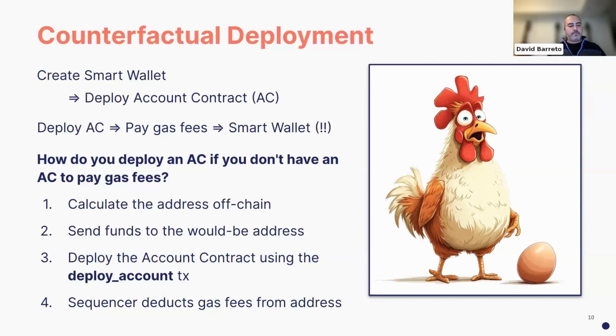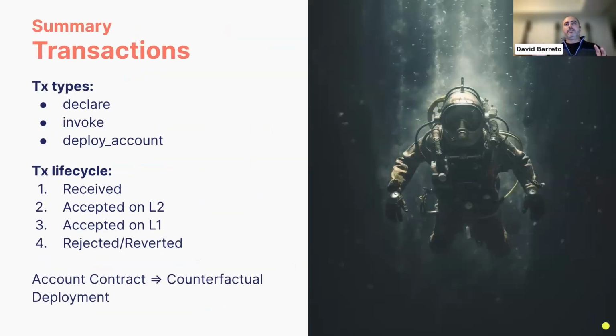It's a different process that follows the sequencer for this purpose. So to summarize this section about transactions, there are 3 types of transactions. You have declare, invoke, deploy account. And then the life cycle of a successful transaction will be received, accepted on L2, accepted on L1. And if it fails, it will be either rejected or reverted. And to deploy an account contract, you use a different deploy process that's called the counterfactual deployment that uses the deploy account.